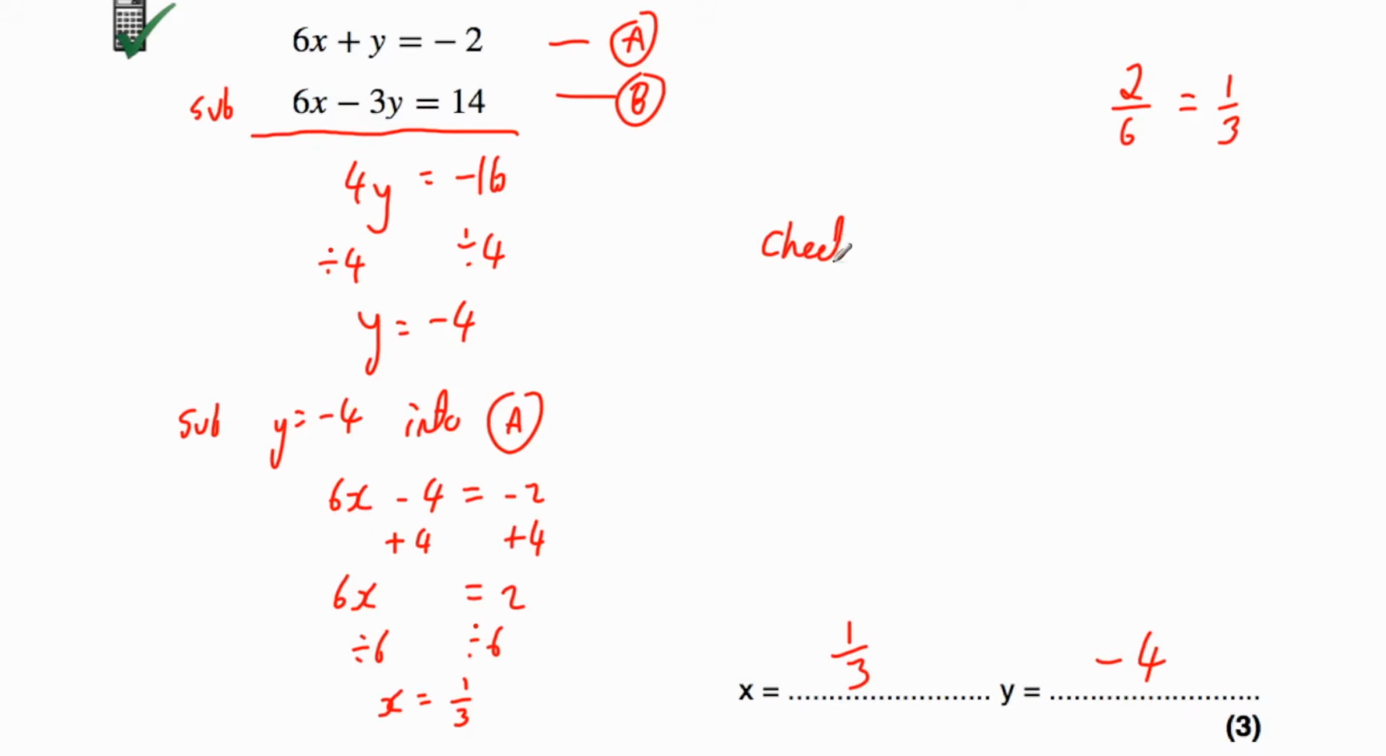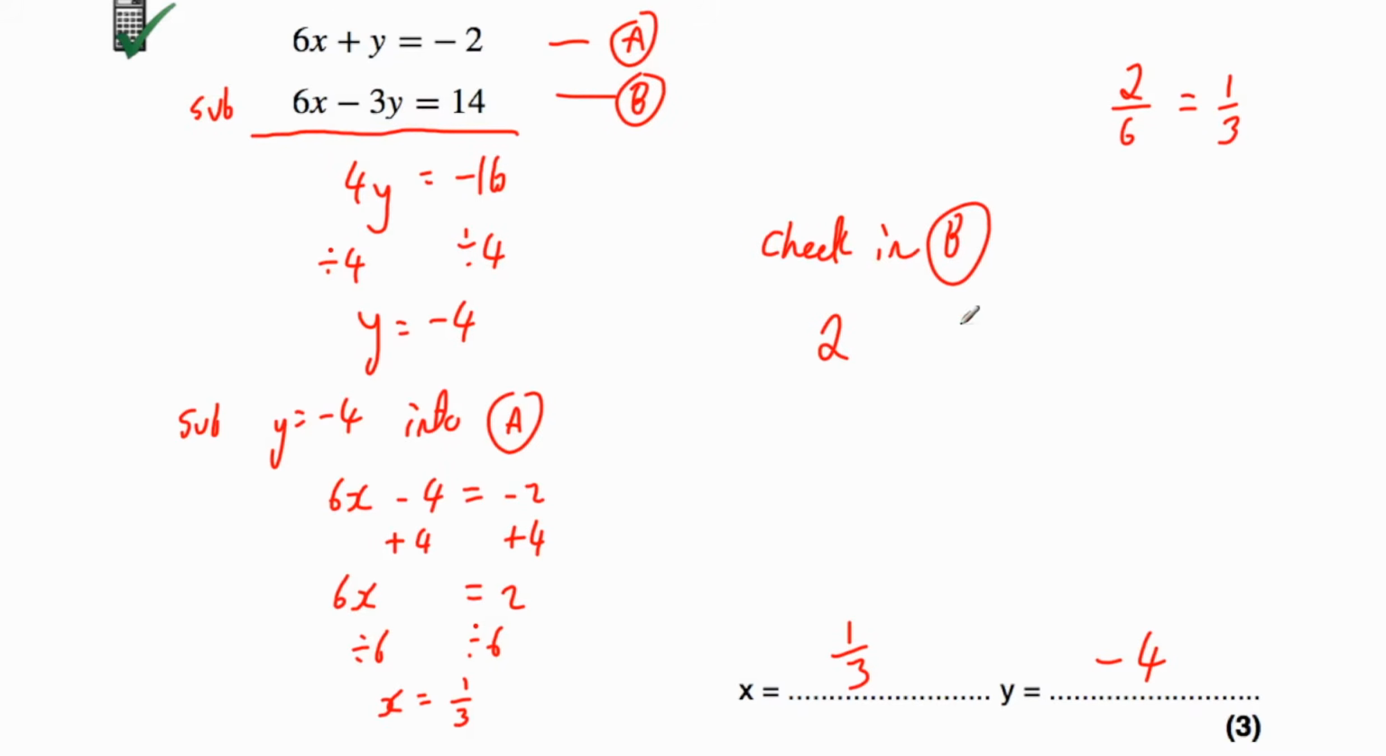So check in B. So we've got 6x, so that's going to be 6 times a third. You've got your calculator, so you could do 6 times a third, or a third of 6, which is 2. So 6 times a third would be 2. Or another way to think about it is you had 3 thirds, that's a whole, another 3 thirds, that's a whole, so that's 2. And then we've got take away 3 times y.